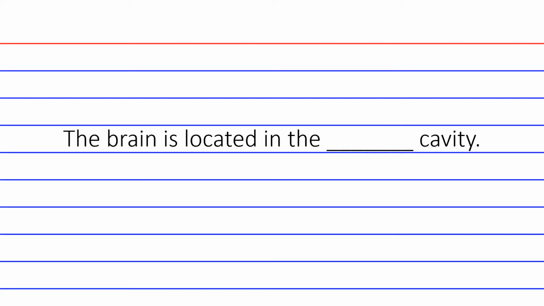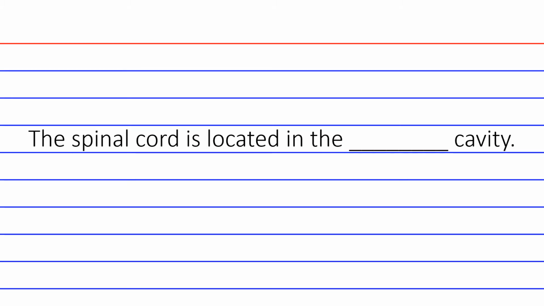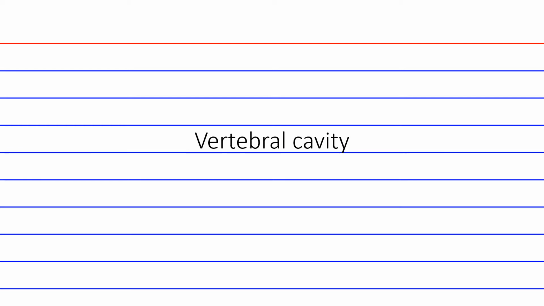The brain is located in which cavity? The answer is the cranial cavity. The spinal cord is located in which cavity? The answer is the vertebral cavity.